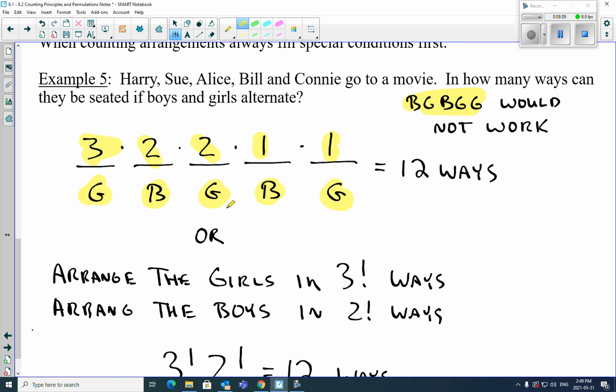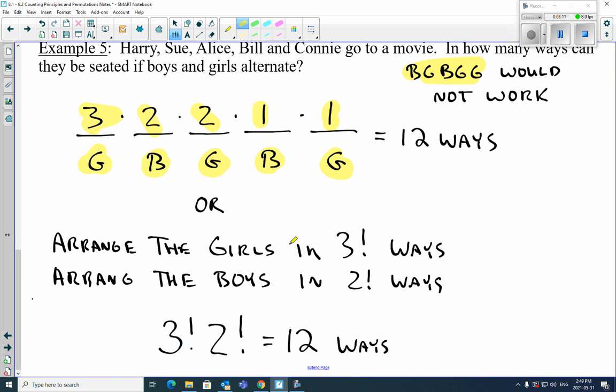Now, you can also look at it slightly differently. You could arrange the girls in different ways. There's 3 factorial ways to arrange the girls, and you can arrange the boys in 2 ways. So then you can also do 3 factorial times 2 factorial, or 12 ways. Either way is acceptable for getting an answer like this.